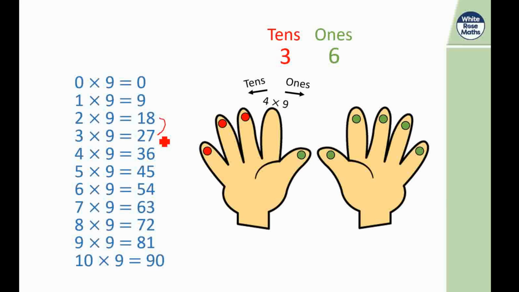So we have 8, 7, 6, 5, 4, 3, 2, 1, 0. Okay, they all go down. It starts at 9. And the tens all go up. So we have 1, 2, 3, 4, 5, 6, 7, 8, 9. So the ones go down and the 10s go up. Yeah?